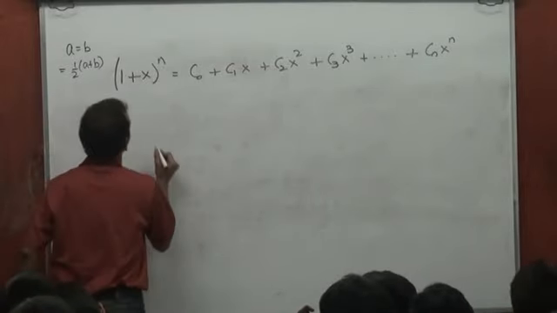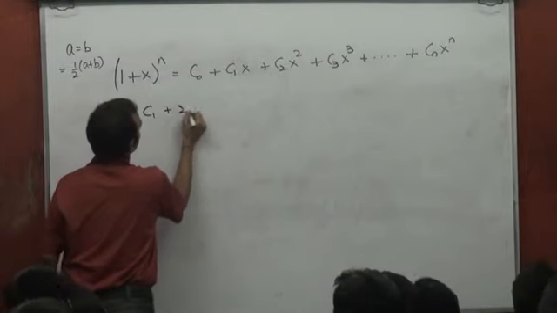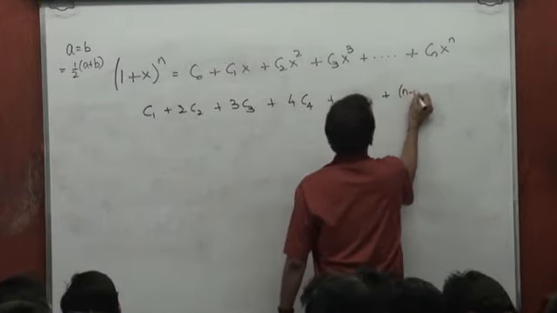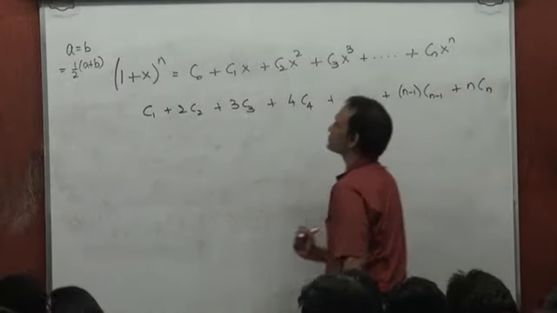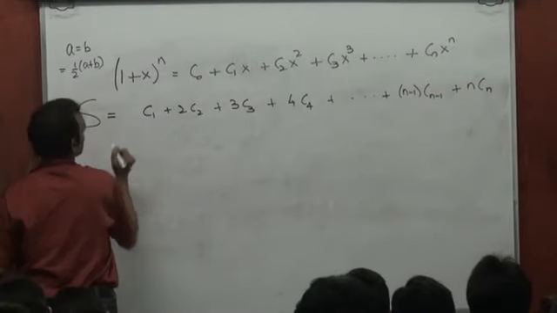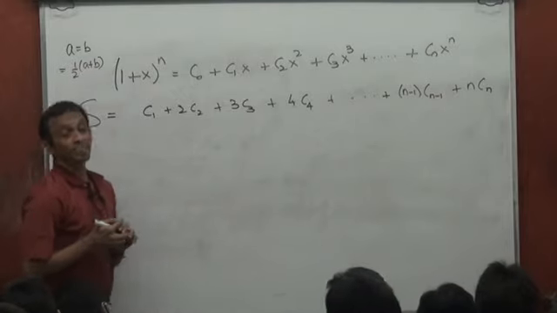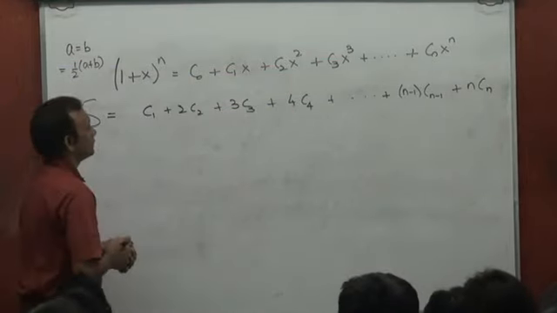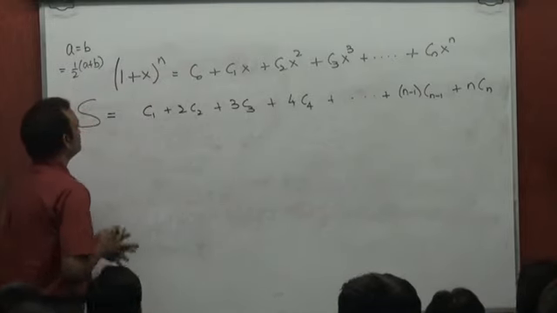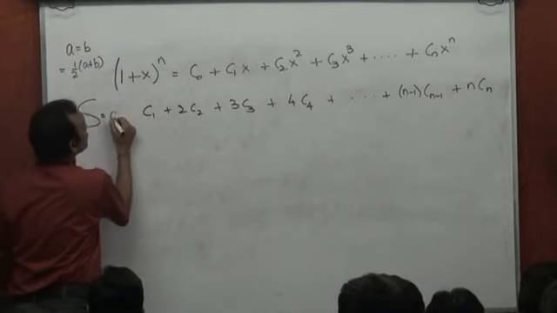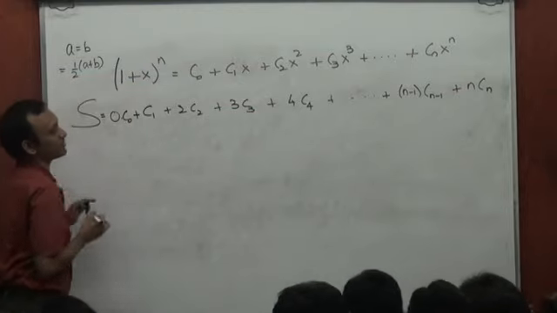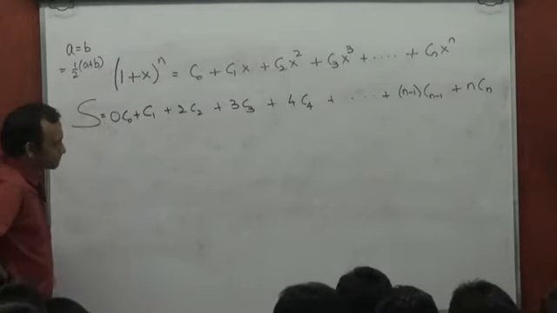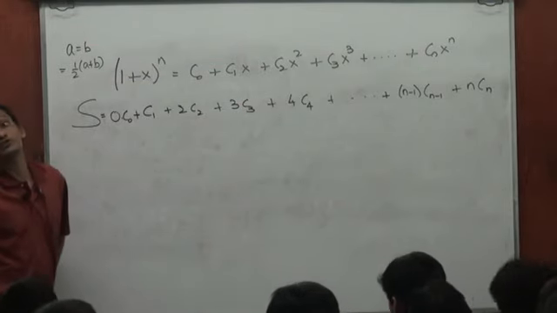Even from first principles, if someone gave you, find the value of c1 plus 2c2 plus 3c3 plus 4c4 plus ... plus (n minus 1)c(n minus 1) plus ncn. Suppose this was given to you and you were asked to evaluate this sum S. You could have done the following. Complete the terms by adding 0 into c0, and write the terms in the reverse order.